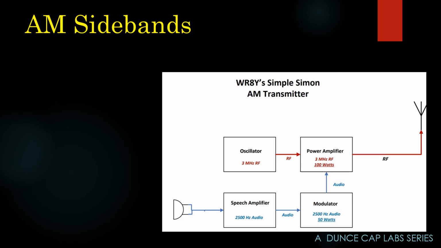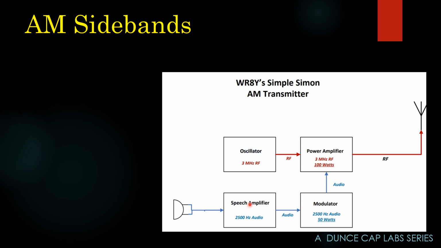sidebands. So here's our basic transmitter, 3 megahertz carrier oscillator. For right now, we're just going to modulate it with a 2,500 hertz tone. So the two are combined in the power amplifier. There's a 100 watt RF signal and 50 watts of audio if we speak real loud and turn the gain all the way up. With this setup, what will happen is when we key the radio, we get a 100 watt signal.